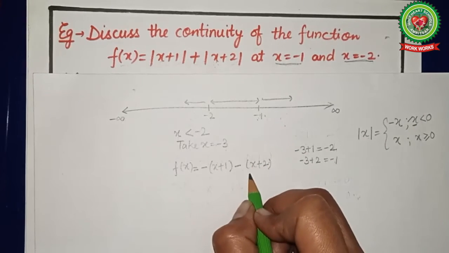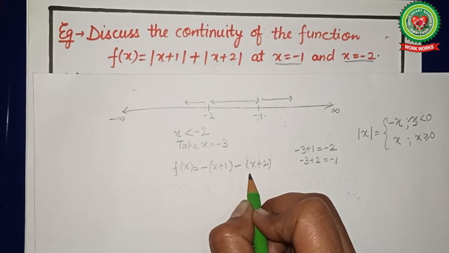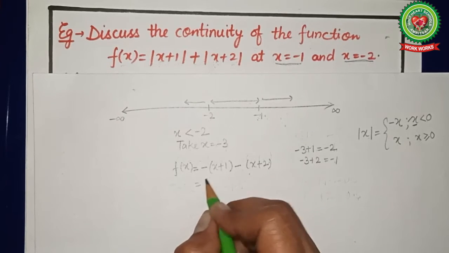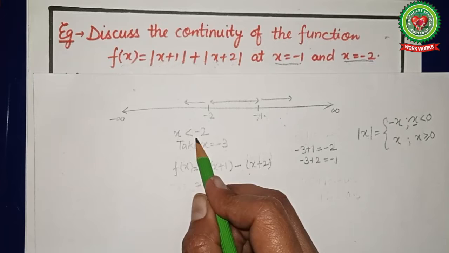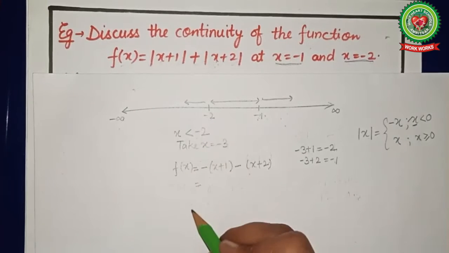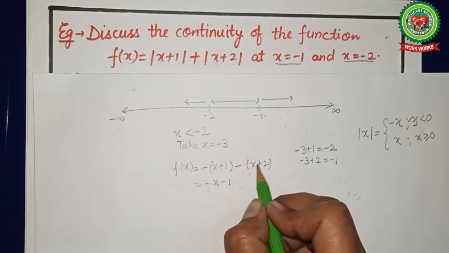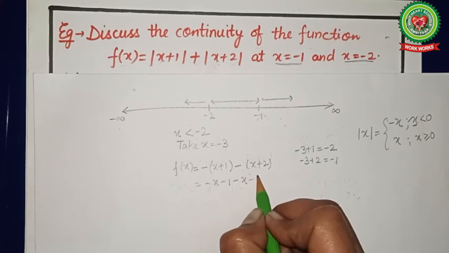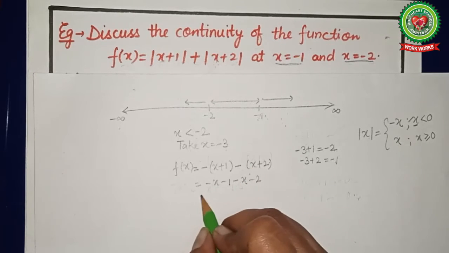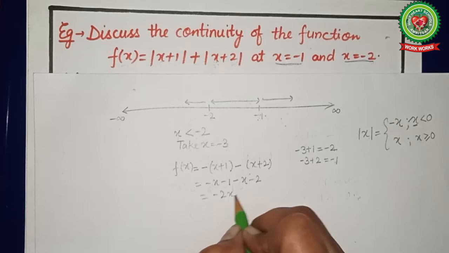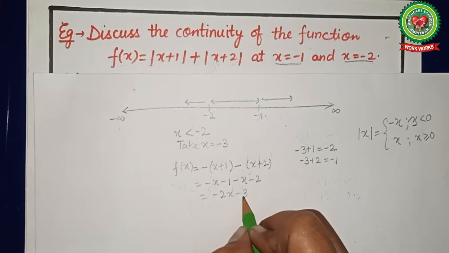On simplifying it, we get the first value of the function when x lies between minus infinity and -2. So it will be -x - 1 and here it is -x - 2. Finally, on solving we will get -2x - 3.